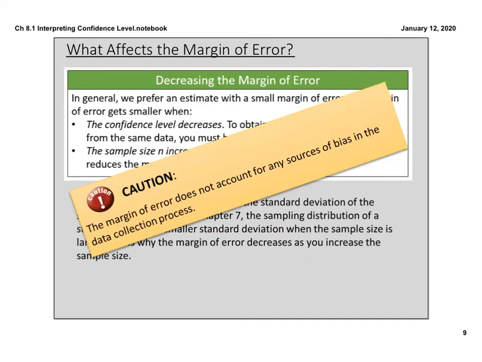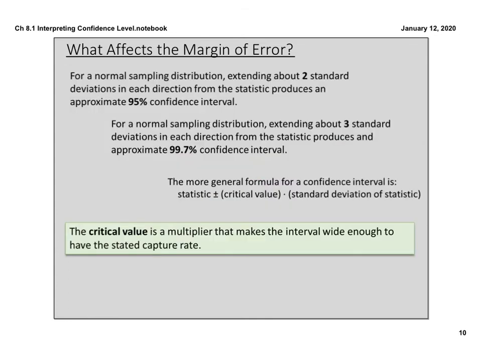All right, so one more slight caution on this. It says the margin of error does not account for any sources of bias. So be careful. The margin of error does not look for biases. So if you're using a sample that has any bias in it, your margin of error is still going to calculate, but do you really want to use that sample if it has bias with it? So just be careful with that.